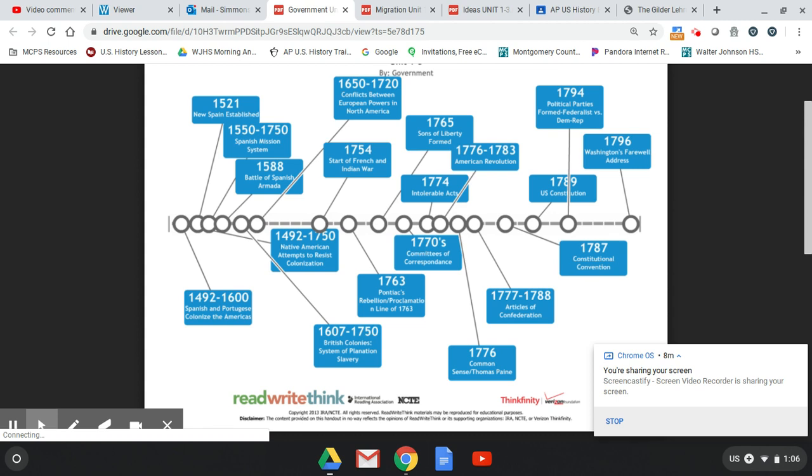These two men's ideas are going to be in conflict, and that helps to lead to the formation of our very first two political parties. Hamilton's party is the Federalist Party. Jefferson's party is the Democratic Republican Party.